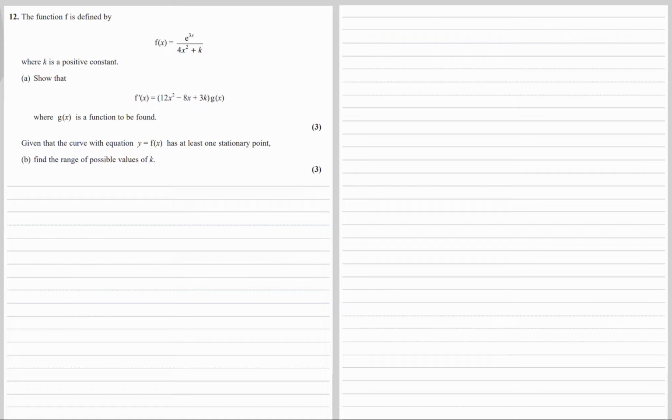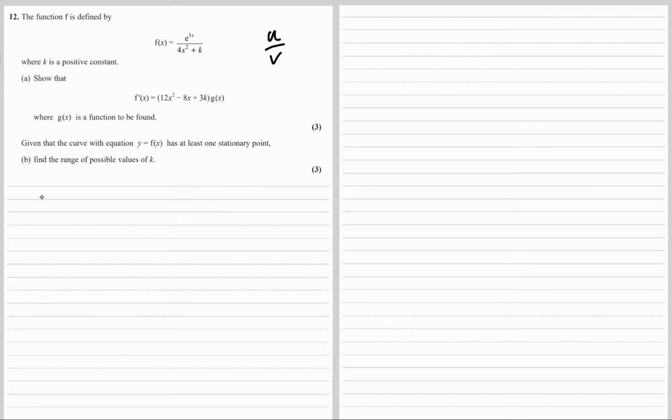The function f is defined by f of x is equal to e^(3x) over 4x squared plus k, where k is a positive constant. We need to show that f dash of x, so dy dx, the differentiated function, is 12x squared minus 8x plus 3k times another function g of x. So we're differentiating. It's in the form u over v. So it is the quotient rule.